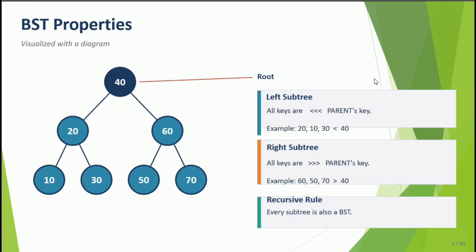Here we can visualize binary search tree properties. The root node is 40. On the left side, all values like 20, 10, and 30 are smaller than 40. And on the right side, 60, 50, and 70 are greater than 40. Another important rule is every subtree is itself also a binary search tree.